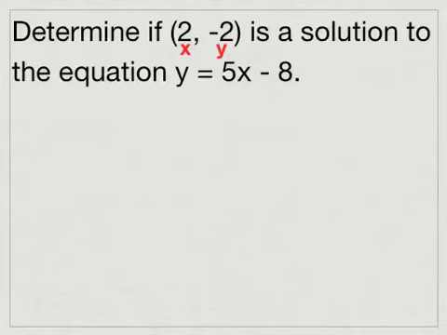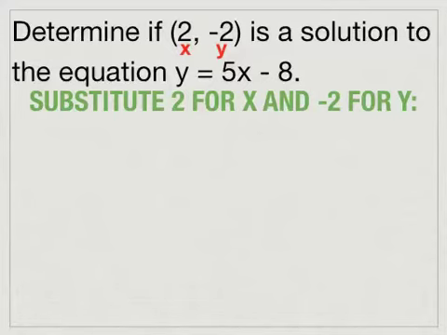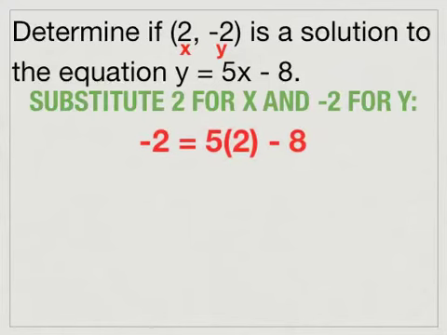I'm going to use the equation y equals 5x minus 8 that they gave me, and I'm just going to substitute in 2 for x and negative 2 for y. When I do that, it says negative 2 equals 5 times 2 minus 8. The negative 2 is all by itself. There are no operations with it, so negative 2 is going to stay on the left side of my equation.